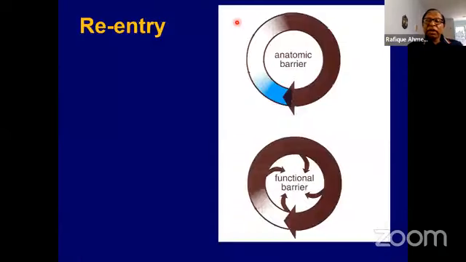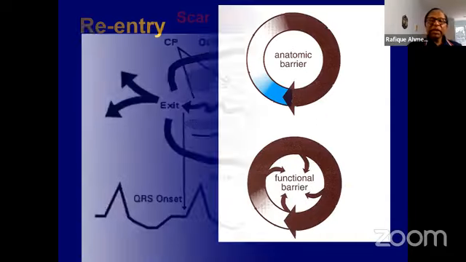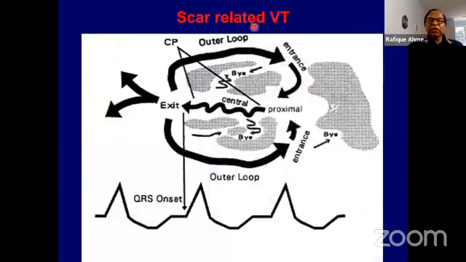Now, the reentry can happen because of an anatomical barrier. What it means is, let's say there is myocardial tissue which gets infarcted here, and you can get reentry around it. Or you can have a functional barrier. What happens? Initially, there is a stimulus which enters this tissue and makes the whole tissue refractory, and it acts like dead tissue, and the reentry goes around it. And this is a functional barrier.